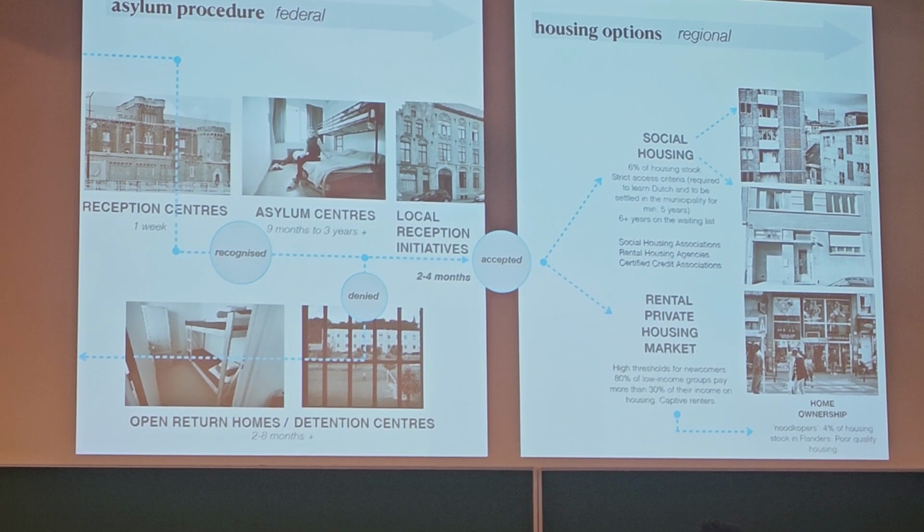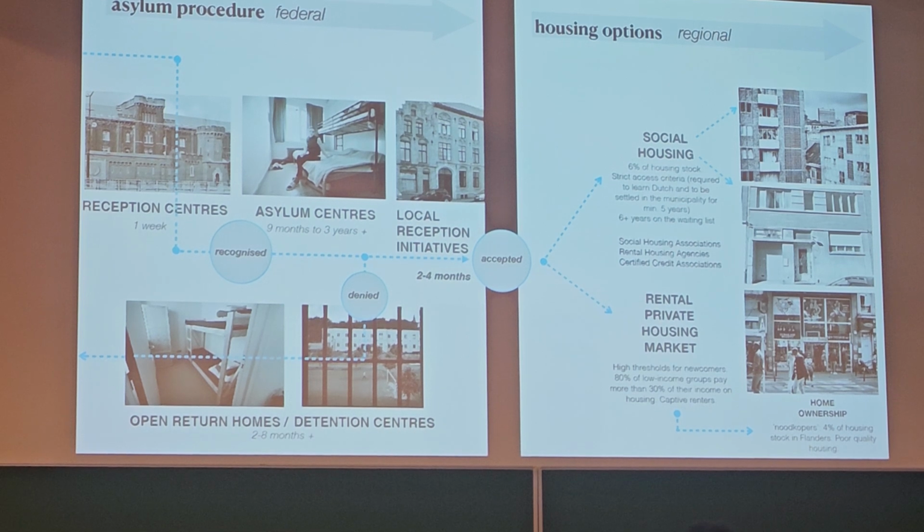And so only 6% of the housing stock in Brussels is social housing. And the requirements to be eligible for such housing require long residency within certain municipalities, but also forms of documentation that newly arrived refugees may not have. And the waiting list, even for citizens, is so long it can extend to years before you can be accepted.